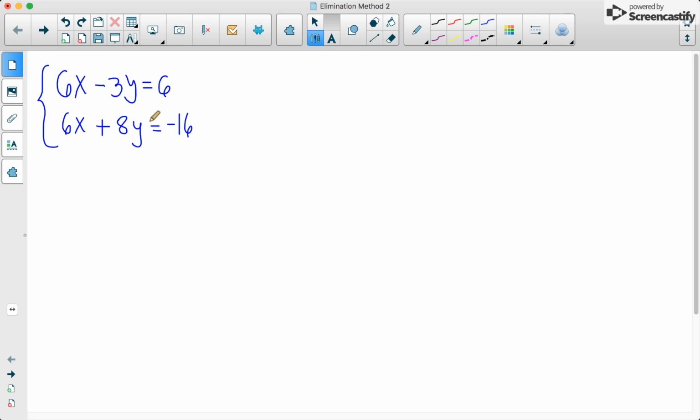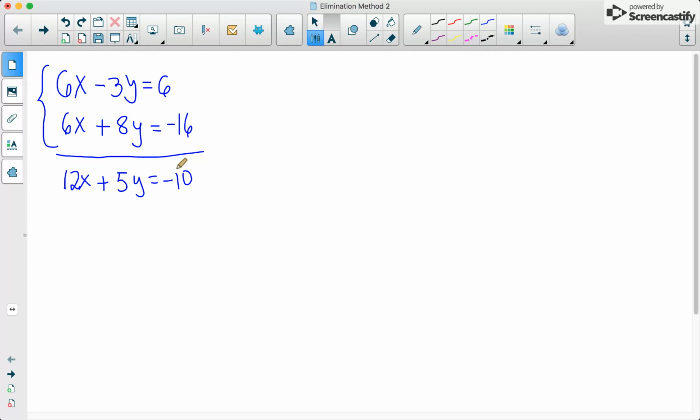Okay, guys, we are going to solve this problem, and the first step is always to add both equations and see if by doing that I'm going to be able to eliminate one of the choices. So I'm going to add these two and see if that works. If I add 6x plus 6x, it will give me 12x. If I'm adding negative 3 plus 8, it will give me 5y. And this one, 6 minus 16, it would be negative 10.